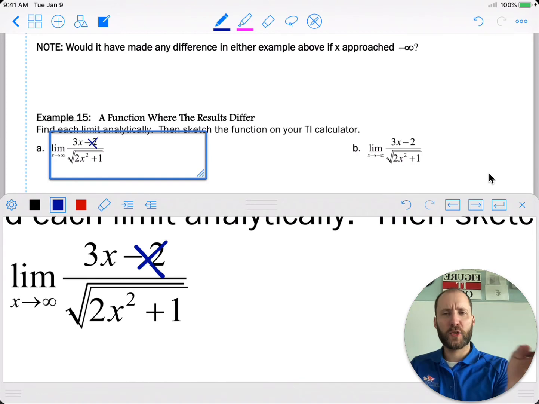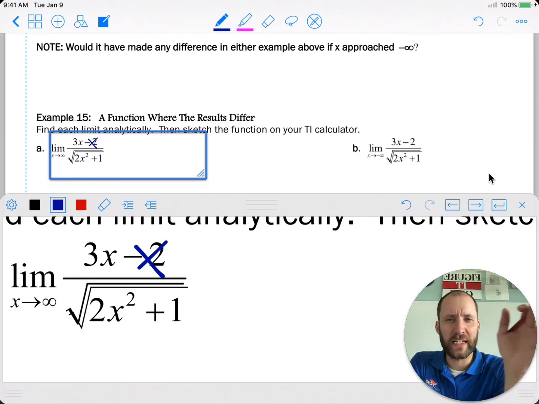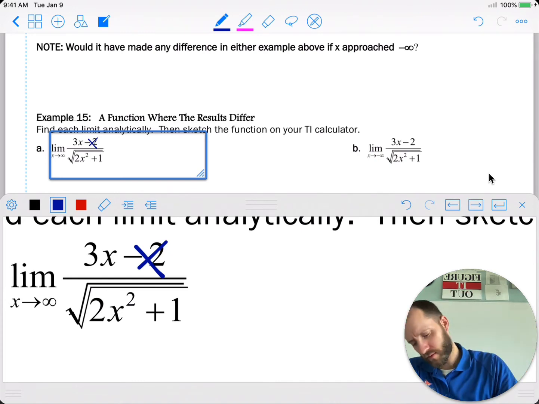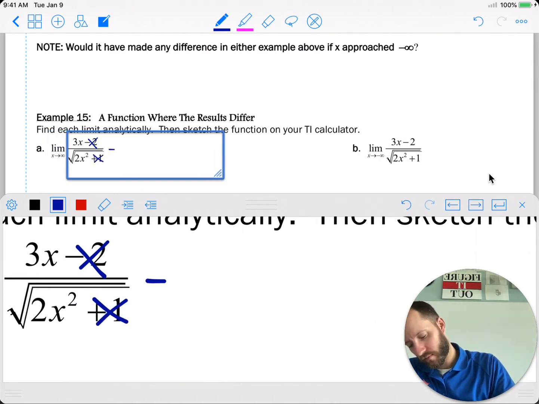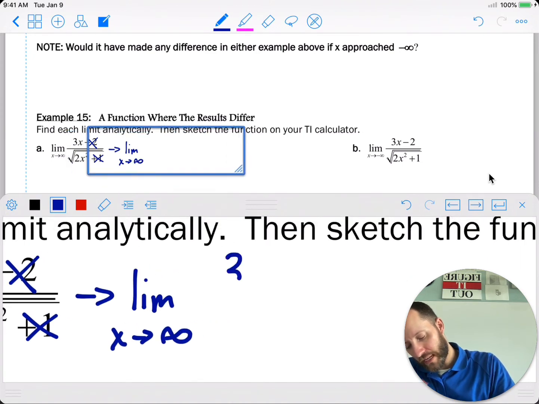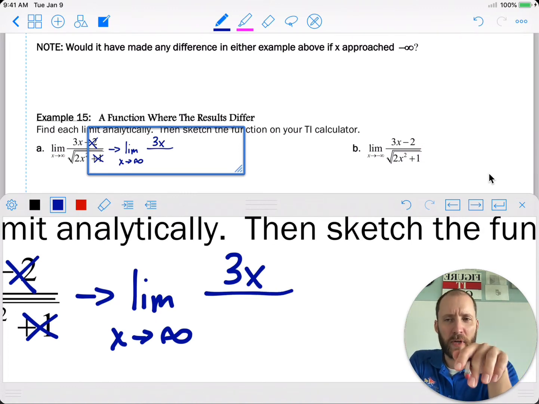So minus 2. And then the plus 1 and the square root. Not really, plus 1 is already insignificant. You're going to square root it. Still pretty insignificant. So we have the limit as x approaches infinity of 3x over, now look at the denominator, square root of 2x squared.